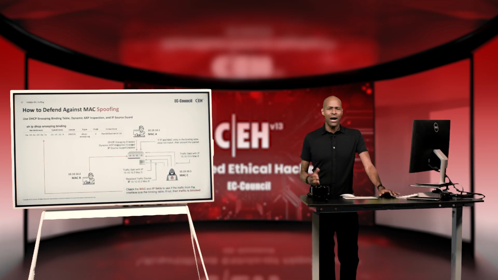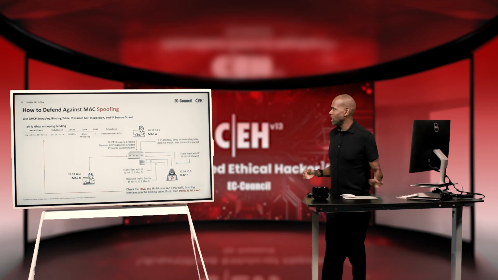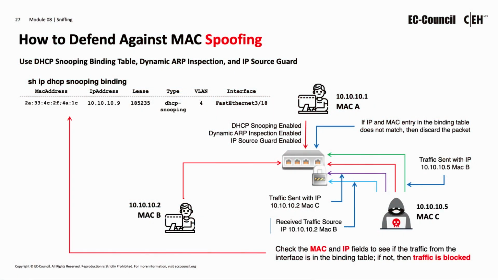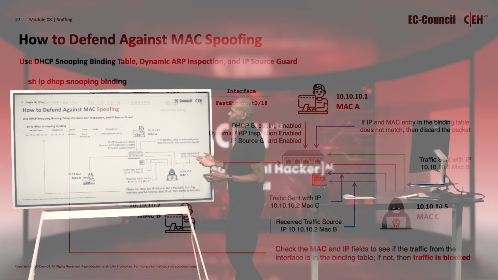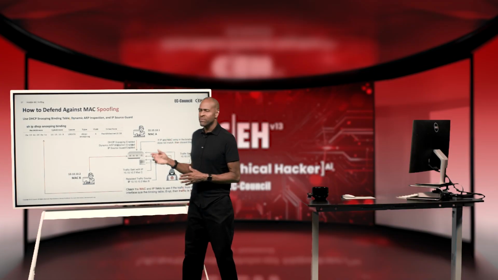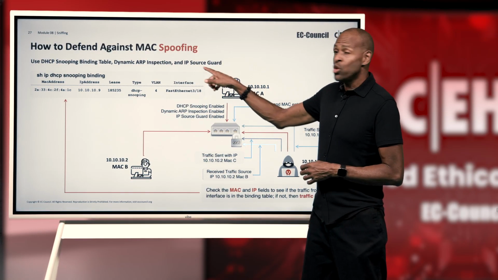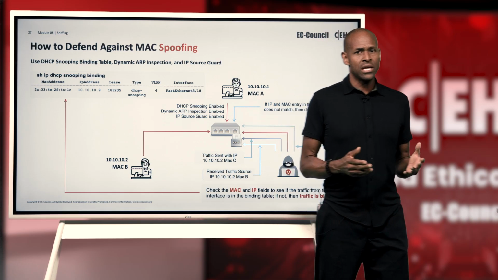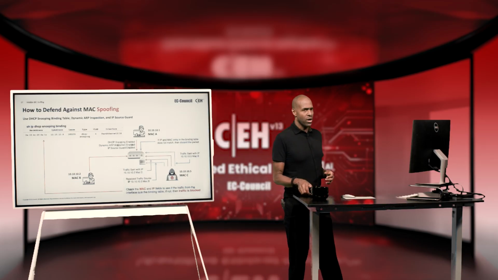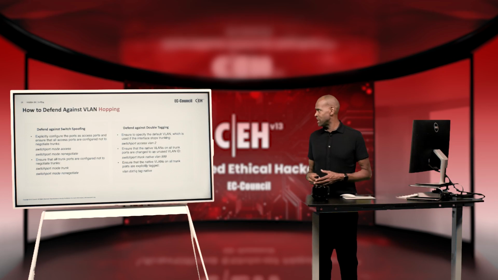Okay, so how do you defend against MAC spoofing? If you have a look at this slide, we're going to do some of the same stuff we were talking about before. What we see here is we're starting with DHCP snooping binding. We're moving into DAI, dynamic ARP inspection, but we have a new one over here, which is IP source guard. And so we have a series of configurations that we'll run on a Cisco switch, or on different switches, Ubiquiti or whatever. There are different ways of doing this.